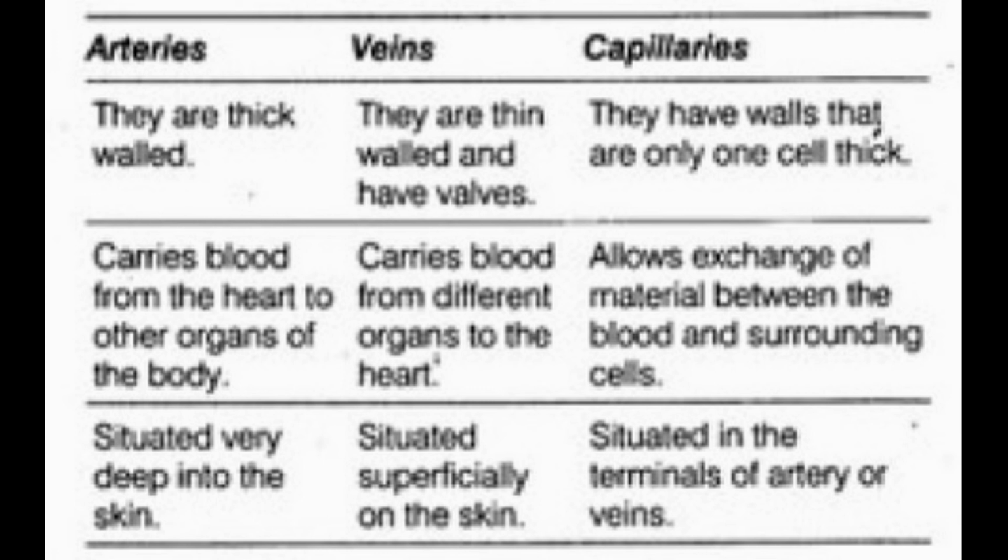Then arteries carry blood from the heart to different parts of the body, while veins carry blood from different parts of the body back to the heart, and the capillaries allow exchange of material between the blood and the surrounding cells. Okay, the artery is situated very deep in the skin, the veins are superficial on the skin, and the capillary is situated at the terminals of arteries and veins. I hope this portion is clear to you.